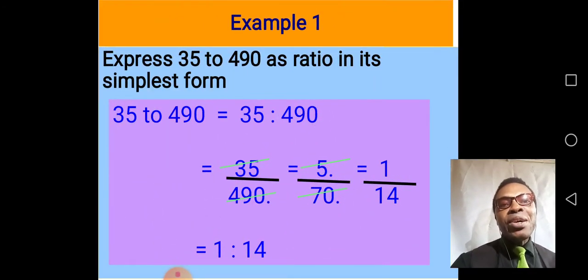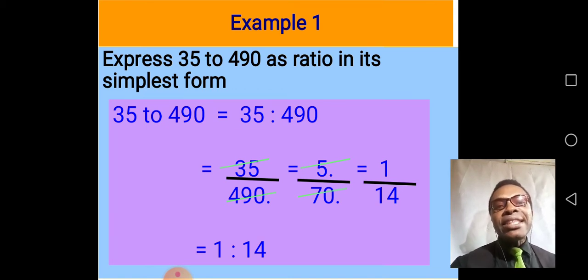Express 35 to 490 as ratio in its simplest form. So we have 35 to 490, and that means 35 ratio 490, which will give you 35 over 490. Now, if you use 7 to divide the numerator and the denominator, 7 into 35, you have 5, because 5 times 7 is 35. 7 into 49, you have 7. So 490, you have 70. So now we have 5 over 70.